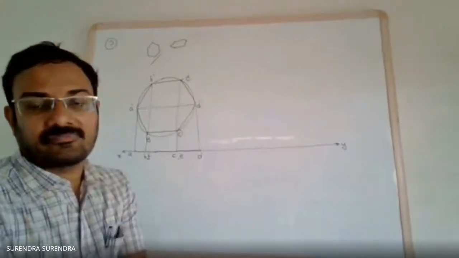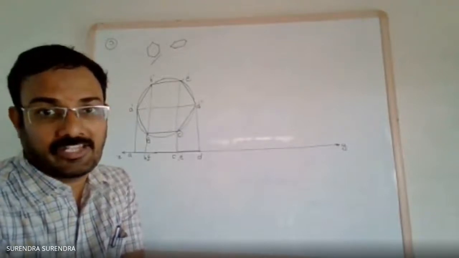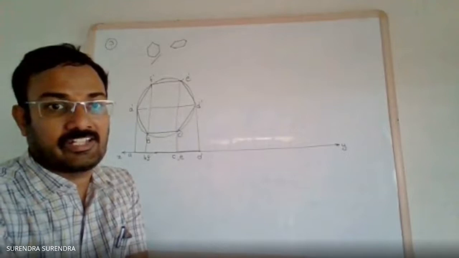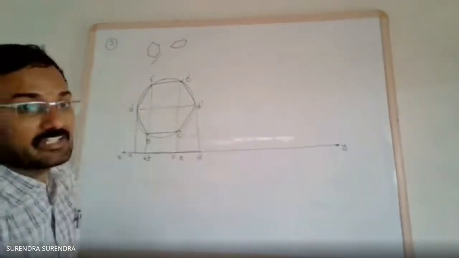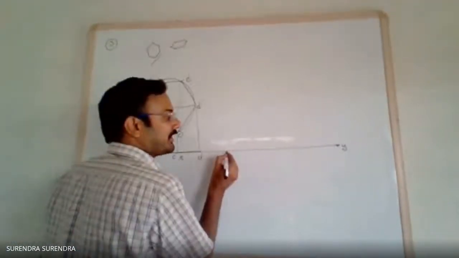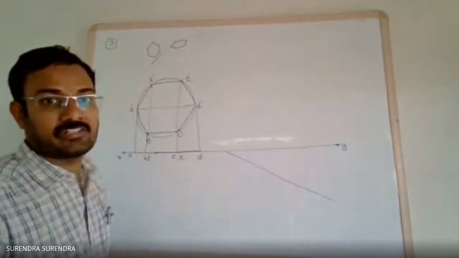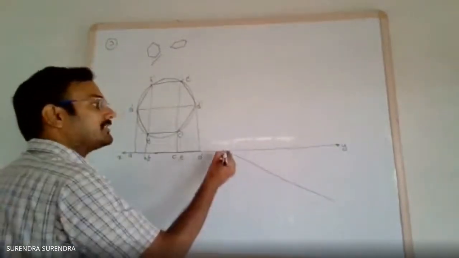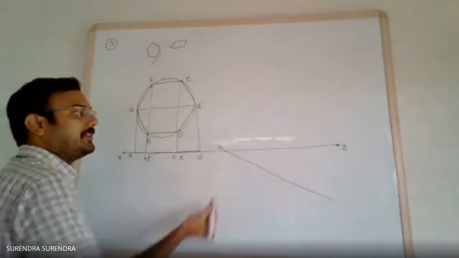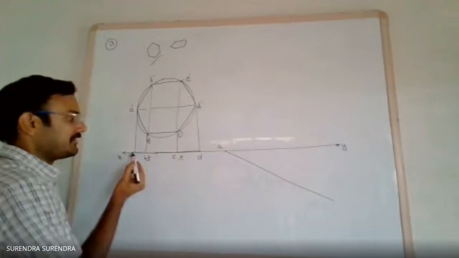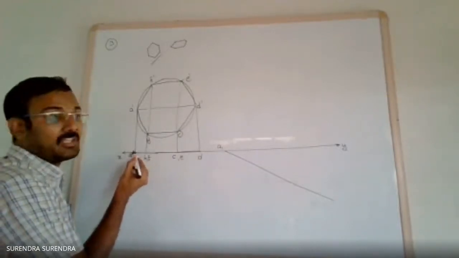Next, the surface is inclined at 40 degrees to the vertical plane. Redraw this line with 40 degrees, meaning draw a 40 degrees inclination line to XY. Mark this the first corner A. Let it be A1. Next, measure the distance from A to B.